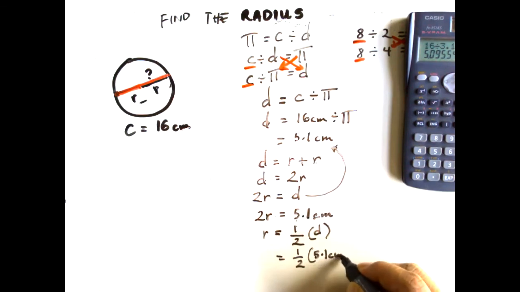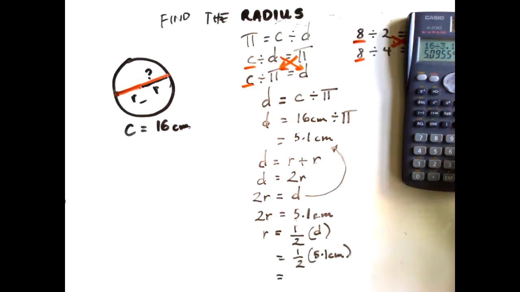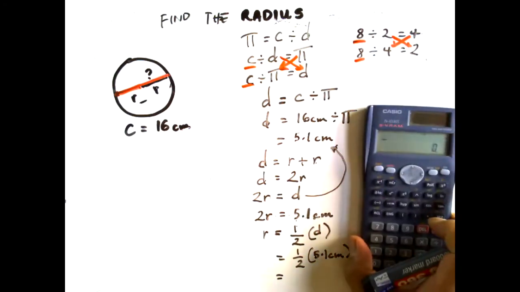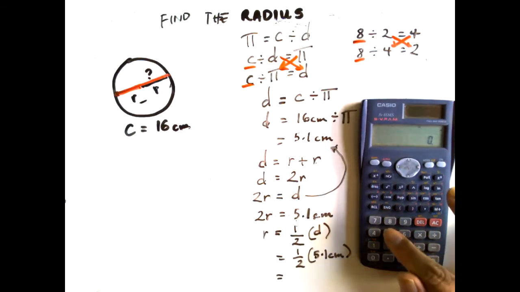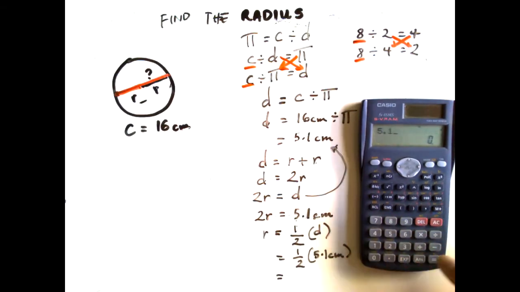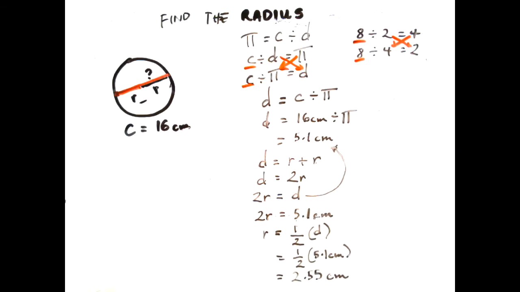See, half of the 5.1 is the radius. So what is half of the diameter? It's going to be 5.1 divided by 2, which is 2.55 centimeters. So that is your radius.